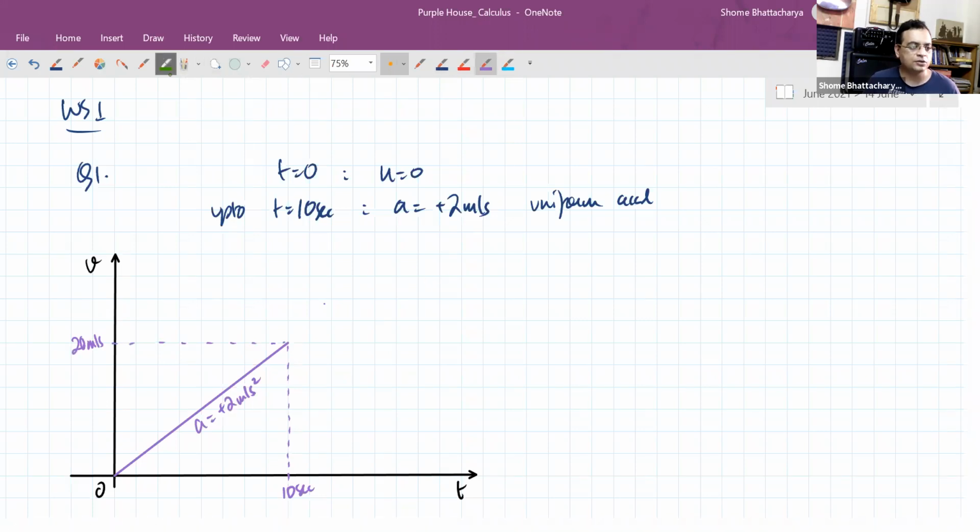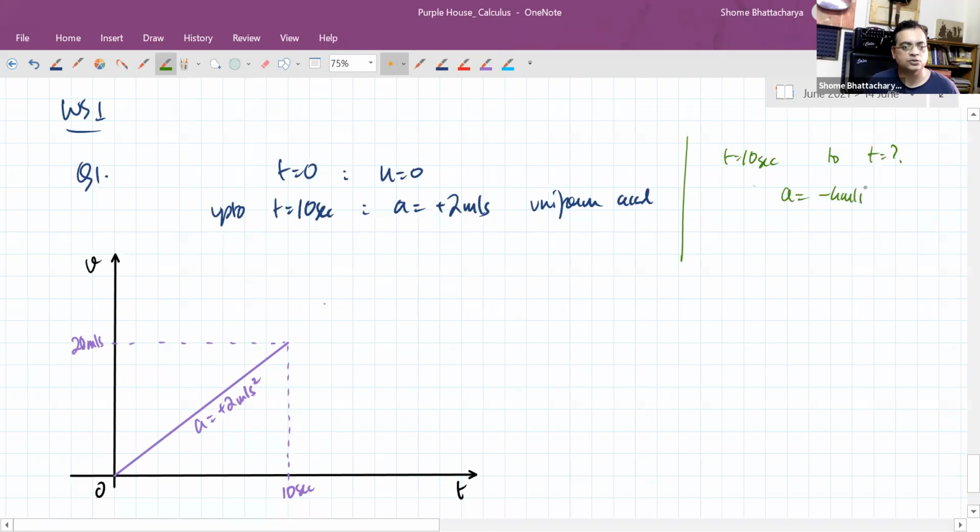Now we come to the second part of the motion. What is happening thereafter? After t equal to 10 seconds, up to some other time which we don't know, the acceleration changes to -4 meters per second squared. It is uniform deceleration. When this is starting, what is the state of motion? The velocity is 20 meters per second, as we just saw, because from here onwards the deceleration starts. And when it finally stops, the velocity should become 0.